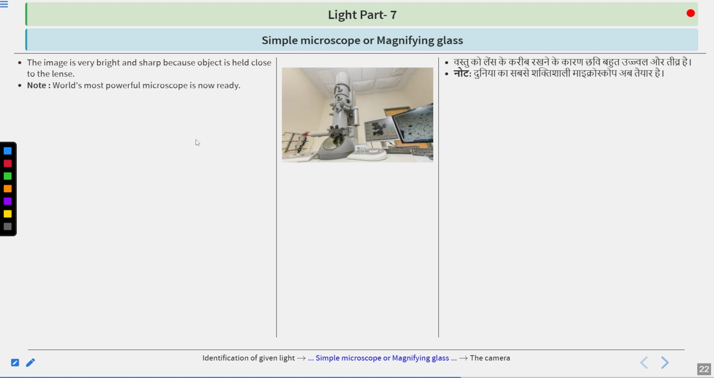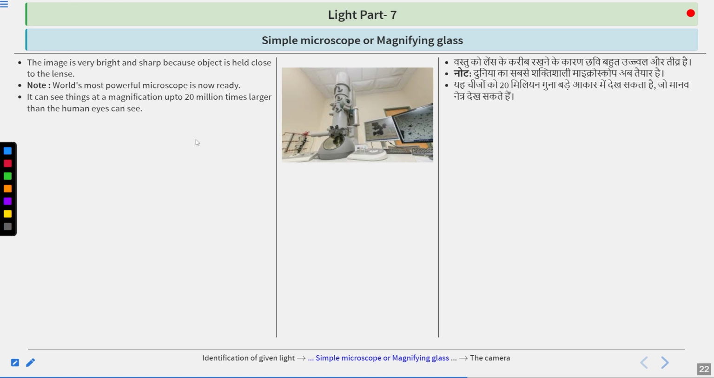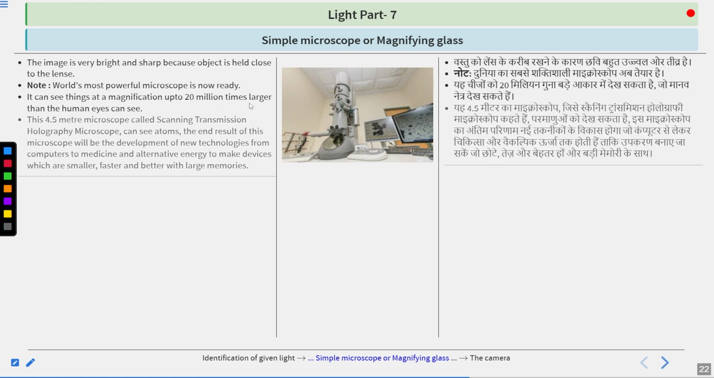Note, the world's most powerful microscope is now ready. It could see things at magnification up to 20 million times larger than the human eye could see. This 4.5 meter microscope, called the scanning transmission holography microscope, could see atoms. The end result of this microscope will be the development of new technologies from computers to medicine and alternative energy, to make devices which are actually smaller, faster and better with large memories.